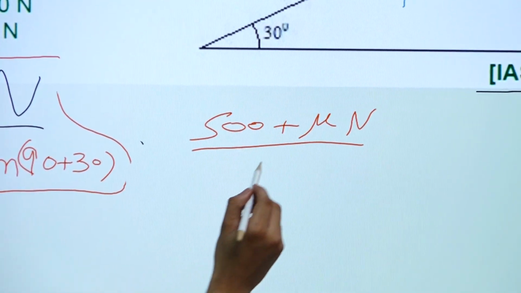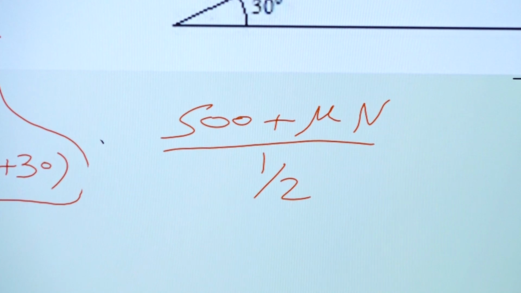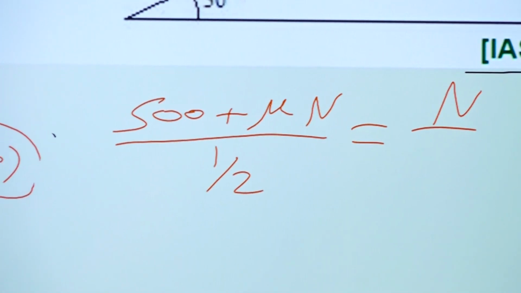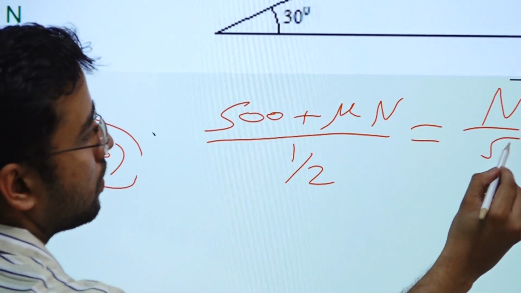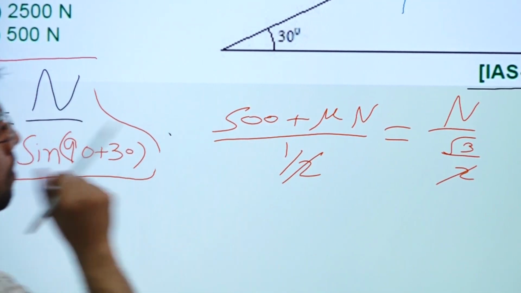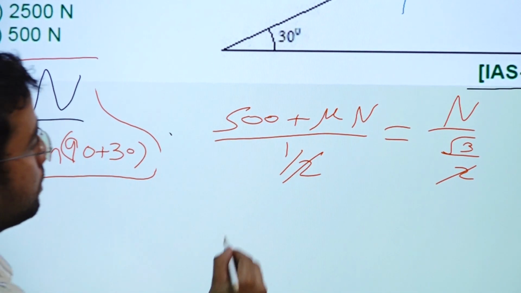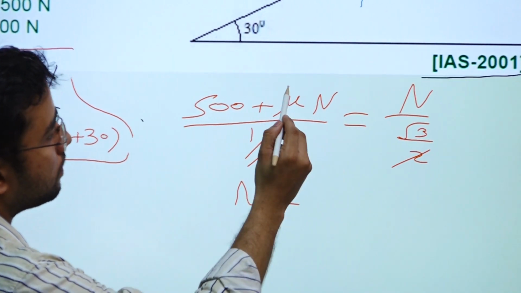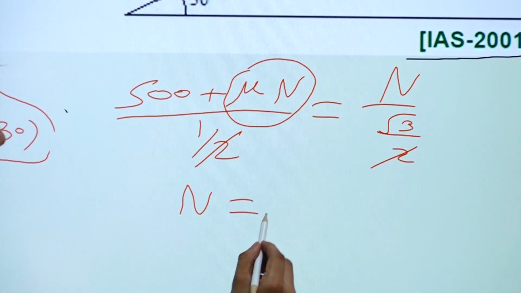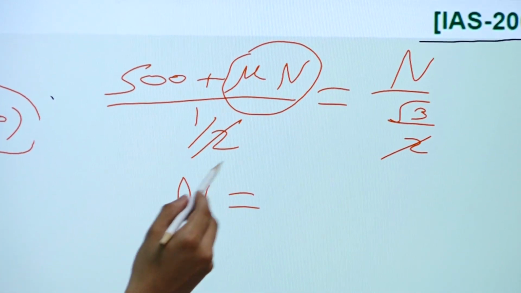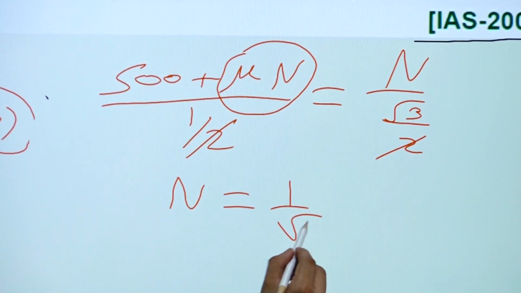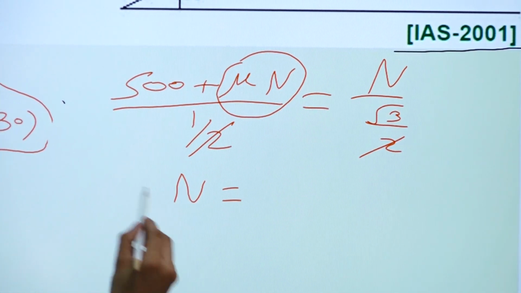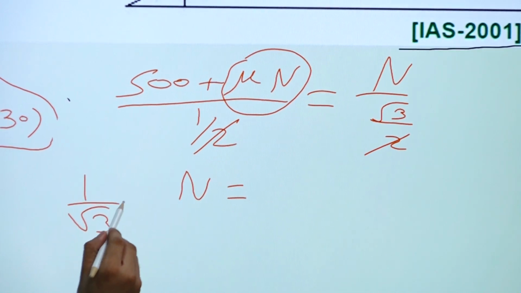Sine 30 is 1 by 2. N divided by sine 90 plus 30 is cos 30, so cos 30 is root 3 by 2. From here we can find out n. Directly I am going to solve it. This part will go into the RHS, so n will come out common. Then what we will get? 1 by root 3 minus 1.